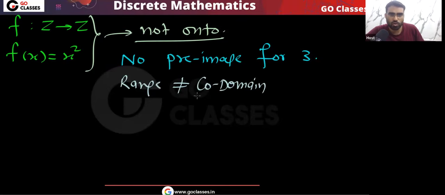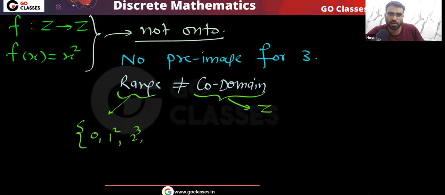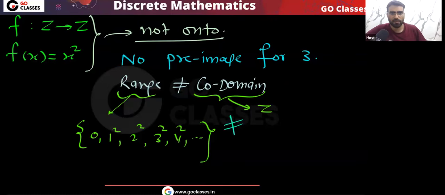Okay, your codomain here is integers and your range here is square numbers like 0, 1 square, 2 square, 3 square, 4 square, and so on. So you can see they are definitely not the same. That is the reason this is not onto.